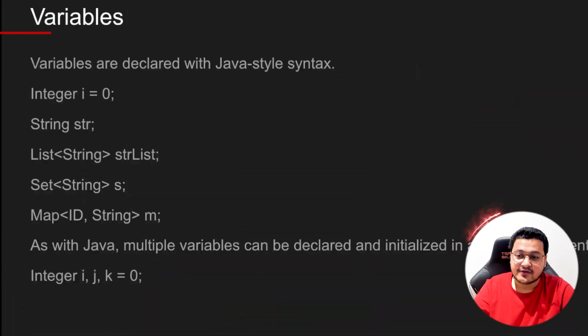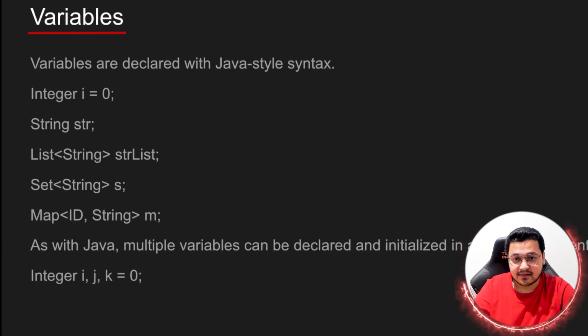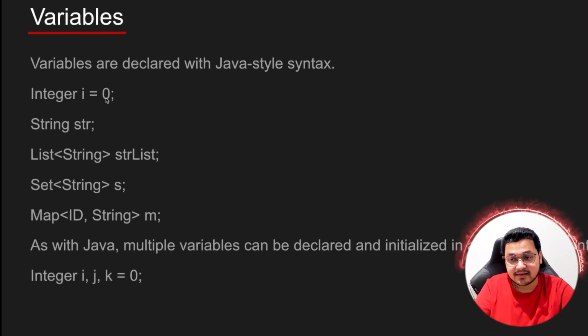As we all know, Apex is based on Java, an extension of Java, an enhanced version of Java. Most of the writing style of Apex is very similar to Java. Hence, when we declare a variable in Salesforce, it is declared in Java-style syntax. Which basically means when we write an integer, Integer i = 0, that's exactly the way you would write it in Java.